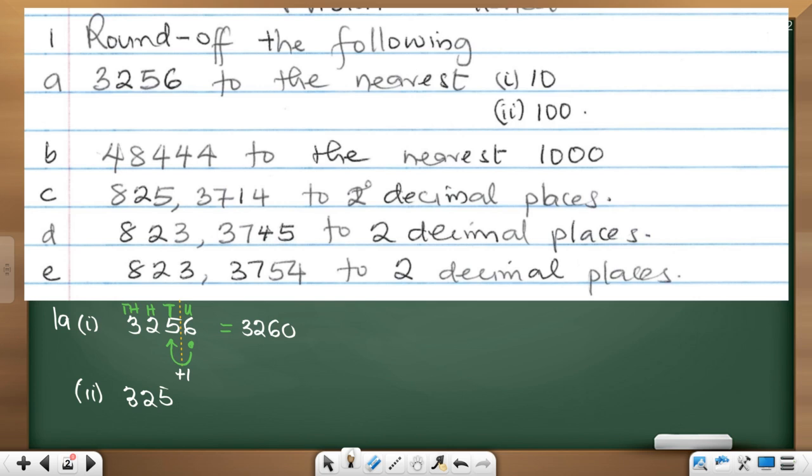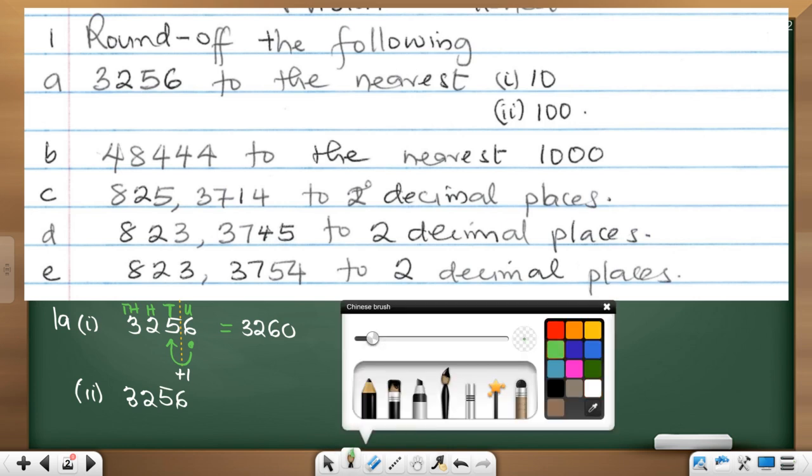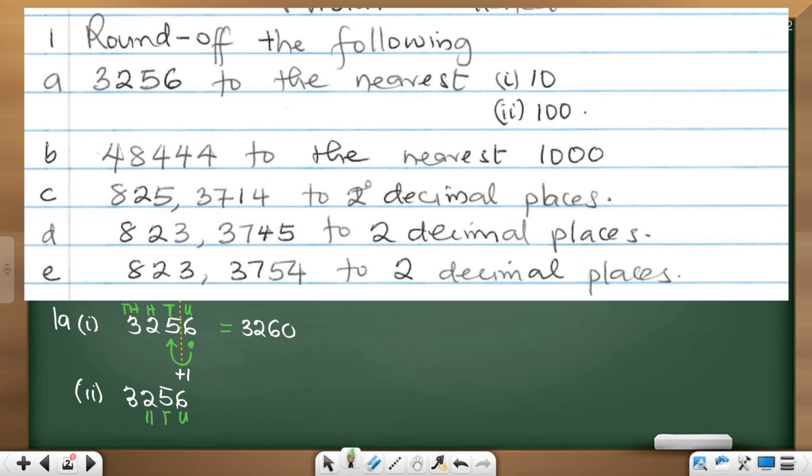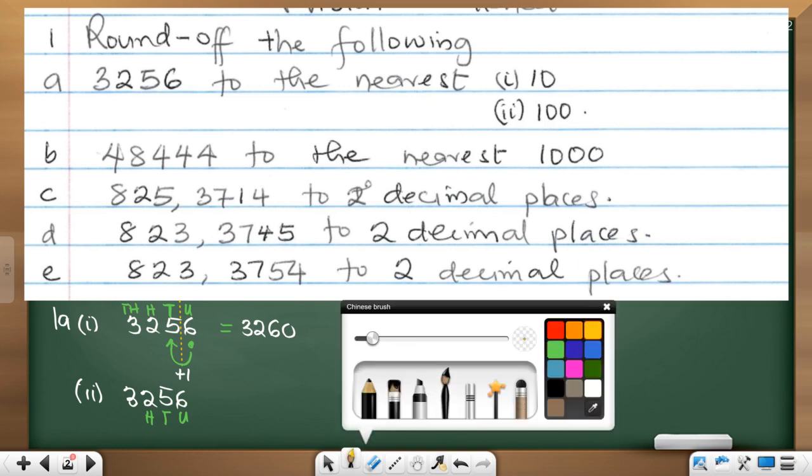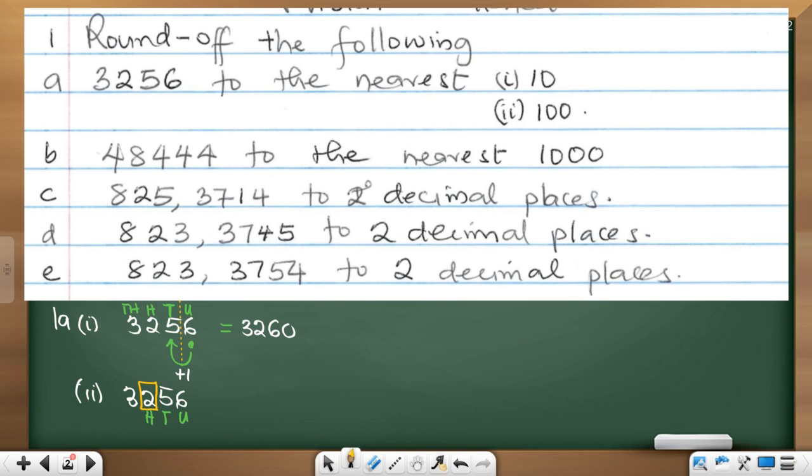Let's look at the second one quickly. What we have? 3256 to the nearest 100. Again, I have it as units, tens, and hundreds. So my focus at the moment would be on this. That's the 100. Then I'll check the number I have here. It is 5 and above. Anything greater than 4 means I'll change this and add it to that. Change it to 1. So 1 plus 2 gives me 3. So this rounded off becomes 3300. I hope that makes sense. And that's what we're going to do throughout. We just need to check the positions.